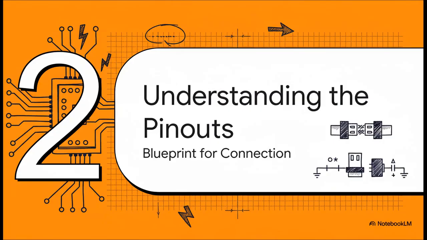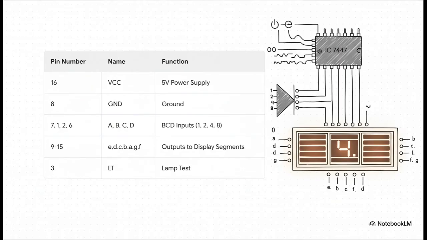Okay, so we've met the team. Now for the big question, how do we get them to talk to each other? Well, the answer is in the pinouts. This is our blueprint, our instruction manual that tells us precisely where every single wire needs to go to make this thing work. Think of this chart as our map for the IC7447.